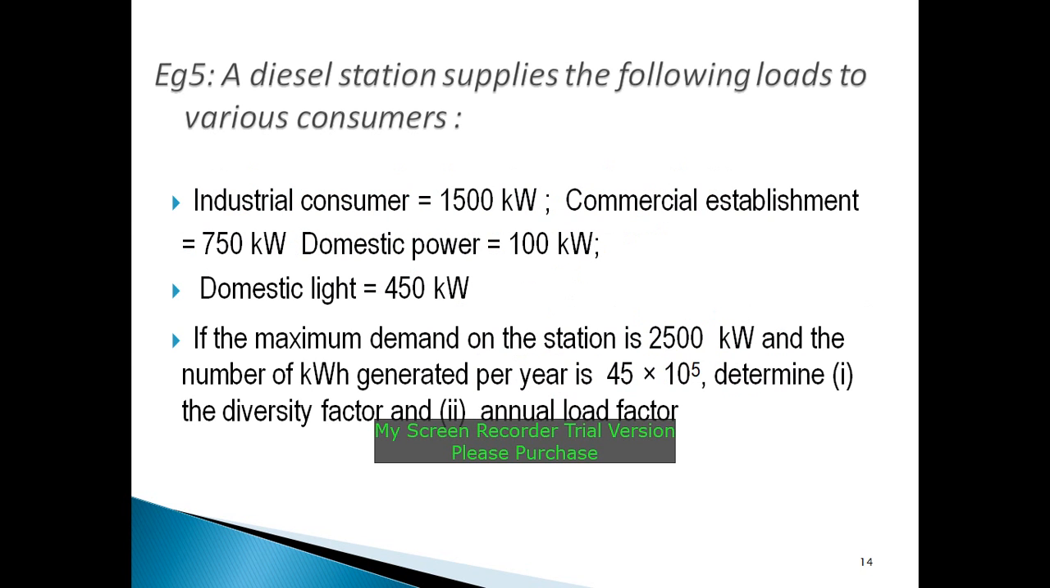Next, a very important problem. A diesel station supplies the following loads to various consumers. Industrial consumer about 1500 kilowatt, commercial establishment 750 kilowatt, domestic power 100 kilowatt, domestic light 450 kilowatt. If the maximum demand on the station is 2500 kilowatt and the number of kilowatt hours generated per year is 45 into 10 power 5, determine the diversity factor and the annual load factor. So different loads are represented and maximum demand is given in the problem.